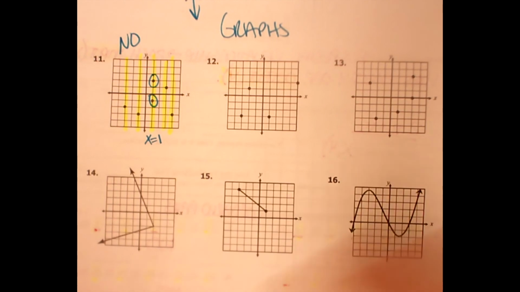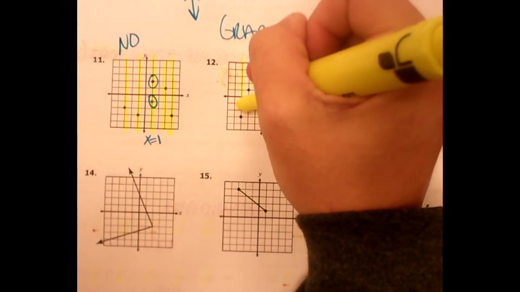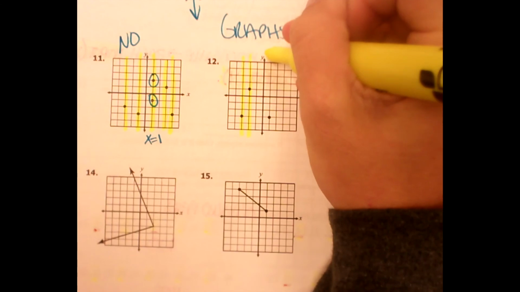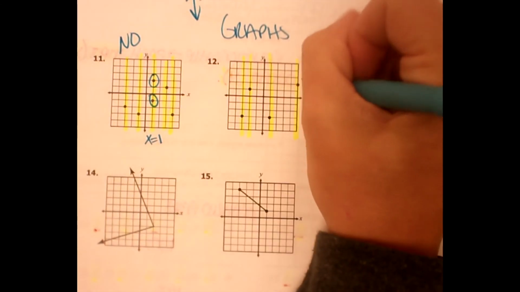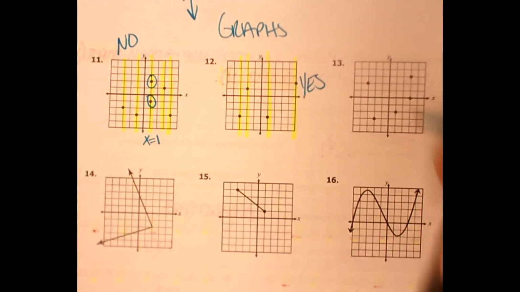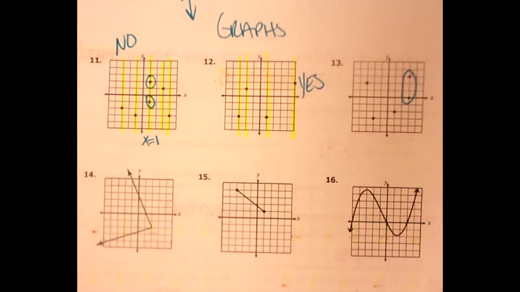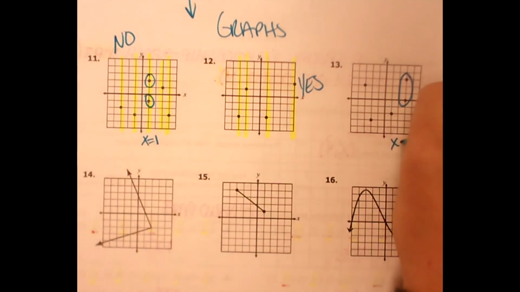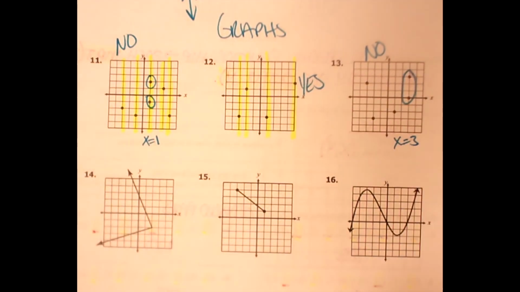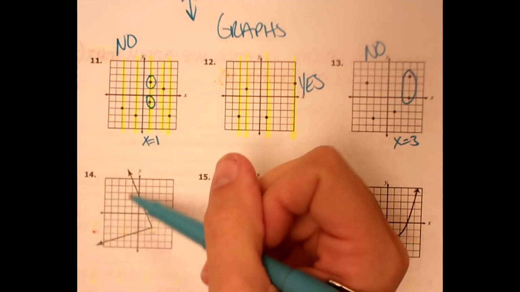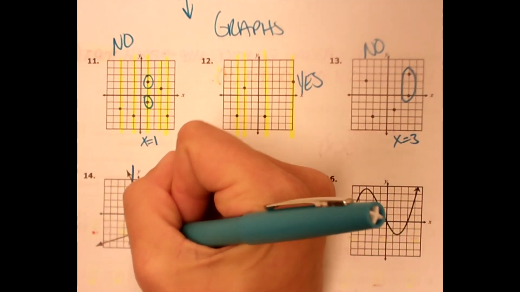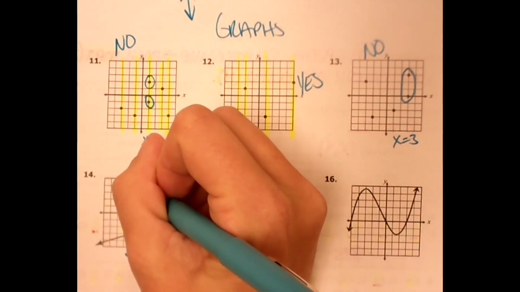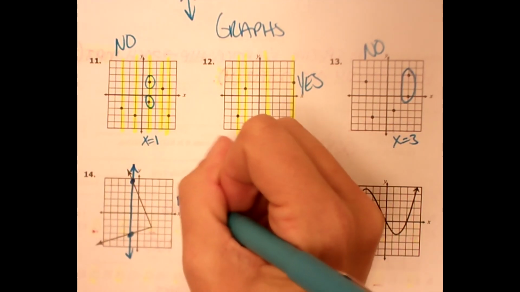Looking at number 12, where my points are. Each vertical line only goes through one point. So this is a function. If you look at number 13, there's 2 points at x equals 3. So this is not a function. Looking at number 14, when we have a continuous graph like that, if I was to draw a vertical line, see how it touches the graph twice. So that makes this not a function.